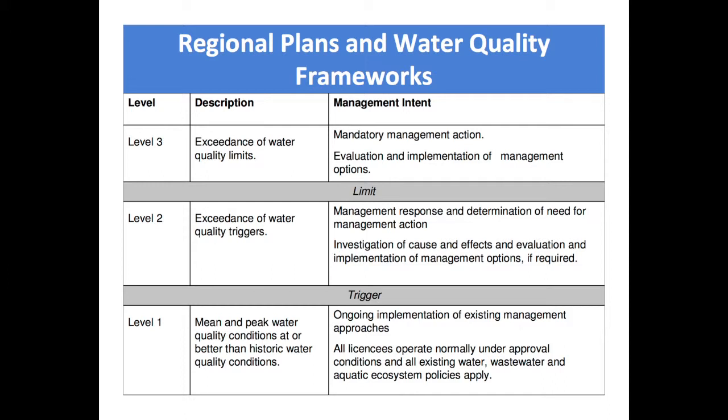So what do regional plans and water quality frameworks do to help us understand when we have a problem? Level 1 is water quality that is within mean and peak historical values. Approval and license conditions are being implemented, and water, wastewater, and aquatic ecosystem policy is being applied. We're not saying that level 1 is necessarily pristine, because we know we've had 100 years of development or more. But we're saying this is a healthy watershed if it's at level 1.